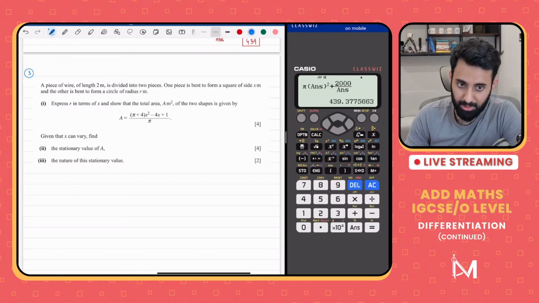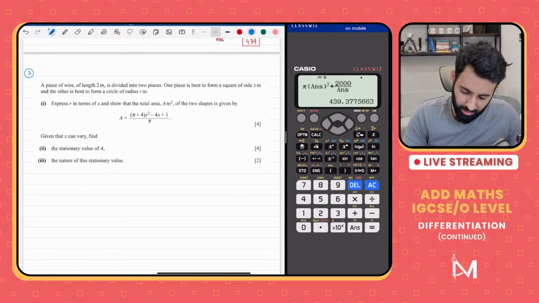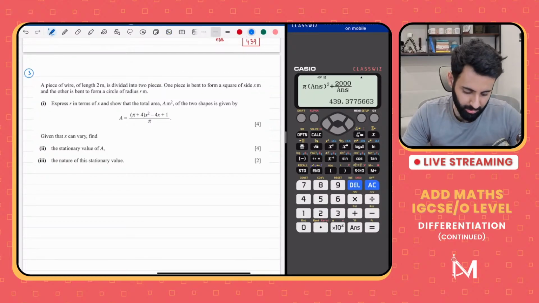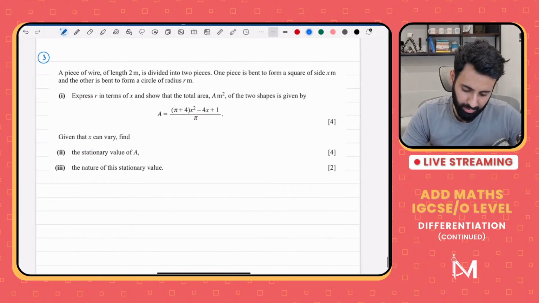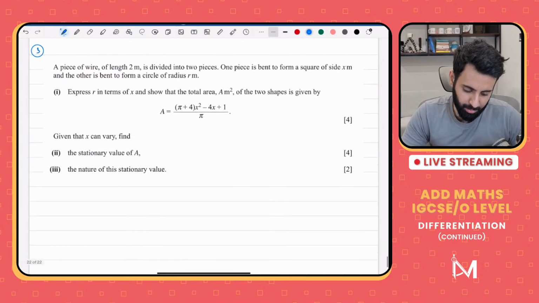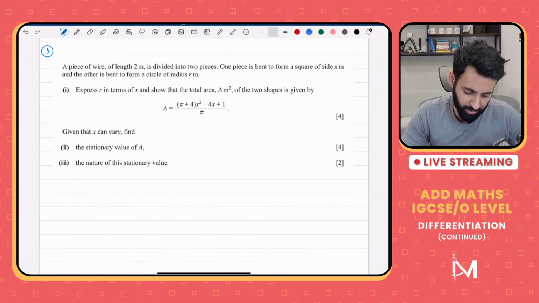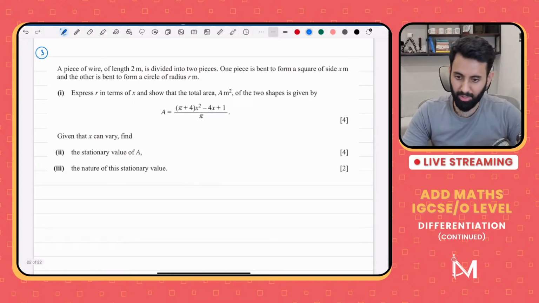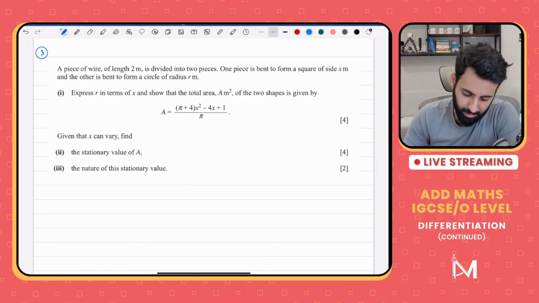Anyway, here's a question. I really like this question because it's a tricky one. So let's solve this question together. A piece of wire 2 meters is divided into 2 pieces. One piece is bent to form a square of side x meters and the other is bent to form a circle of radius r meters. Express r in terms of x and show that the total area of the 2 shapes is given by so and so.